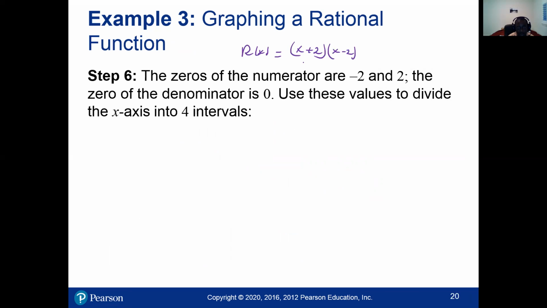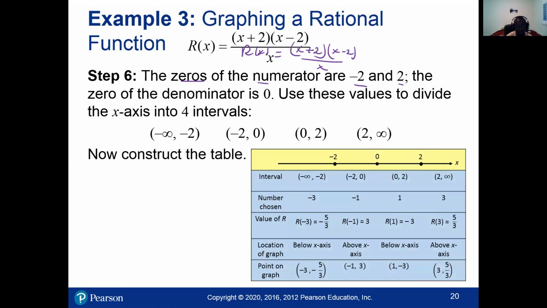So we have to find the zeros of the numerator, which are negative 2 and positive 2. The zero of the denominator is 0. So we use this to divide the x-axis into 4 intervals like that. For each of them, we draw a table, pick some values, and then determine a point on that. That is where we plot at that point.